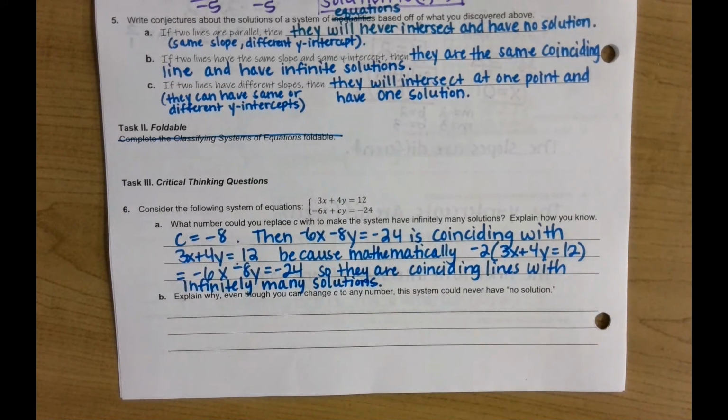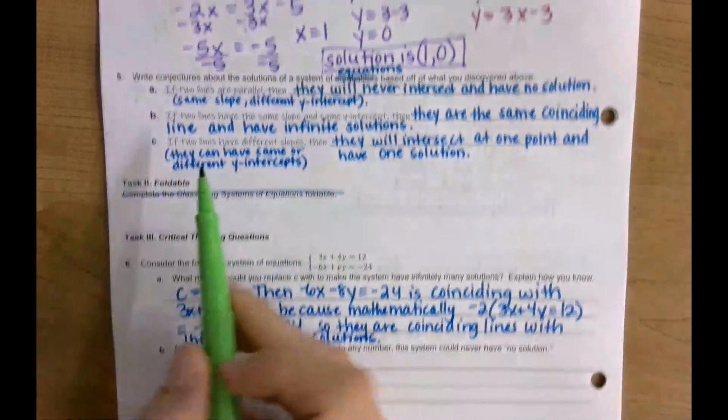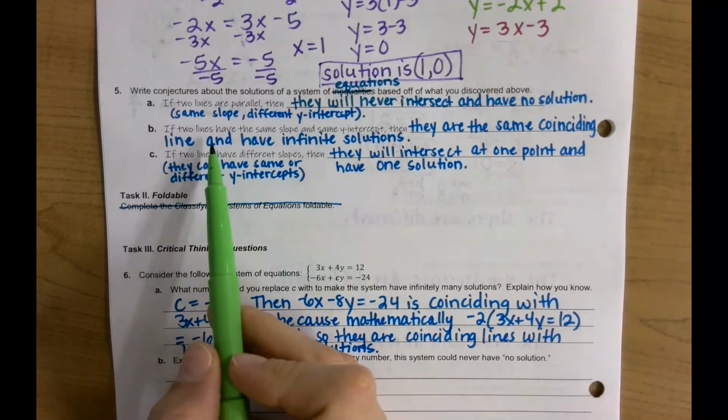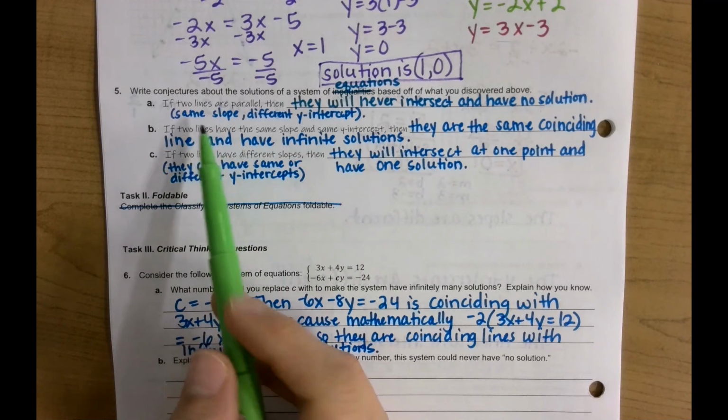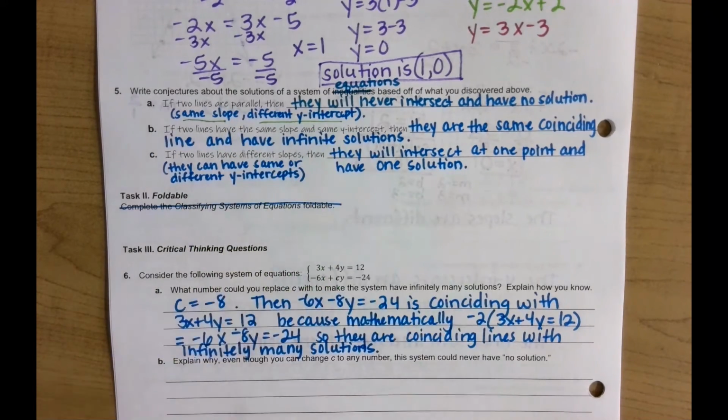Explain why, even though you can change C to any number, the system could never have no solution. Well, let's see why. With no solution, going back up here, two lines are parallel, they have the same slope and different y-intercepts. So let's see why they would never have that.